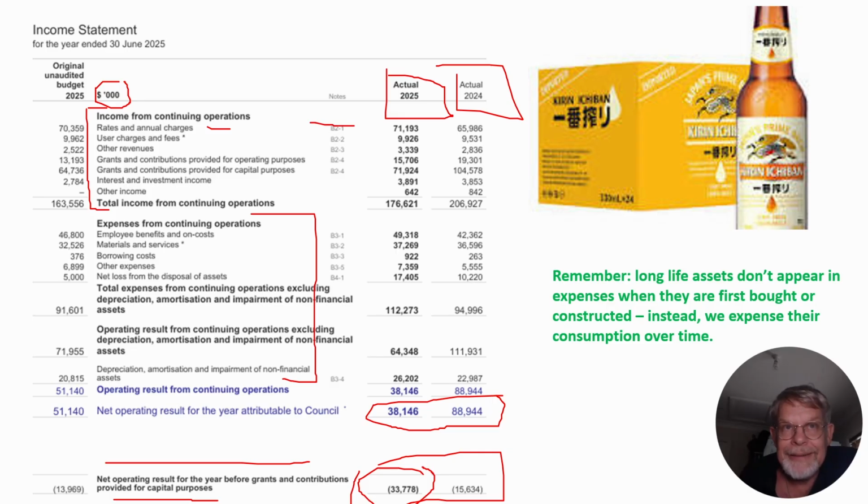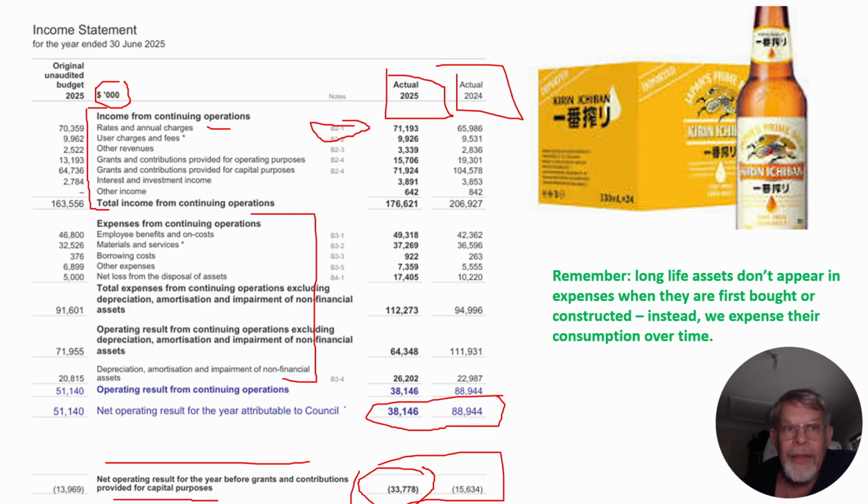Okay? So the income is made up of your rates and your annual charges, and for each item you'll see these letters here. It's what's called the notes. There's about 100 pages that follow these statements, and you can flick to the appropriate note, B2-1, and you can see what makes up that particular thing, rates and annual charges. User charges and fees, other grants for operating purposes, which can be spent on anything, so we don't have to exclude that to get a sensible idea of what's happening, but grants for capital purposes, which can't be spent on anything.